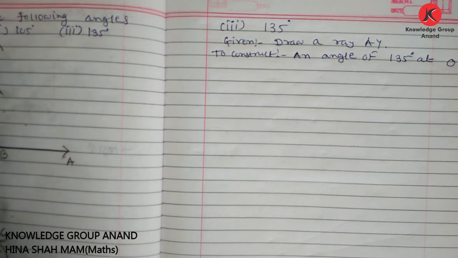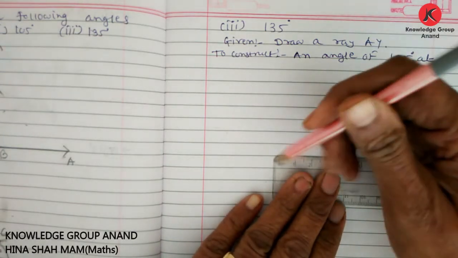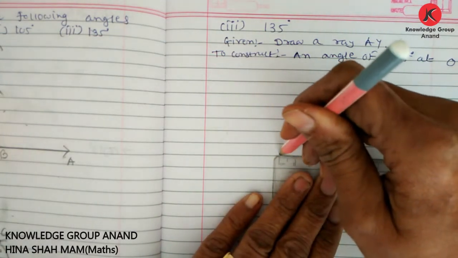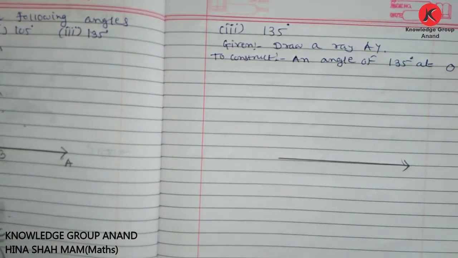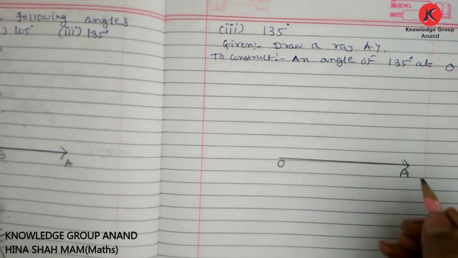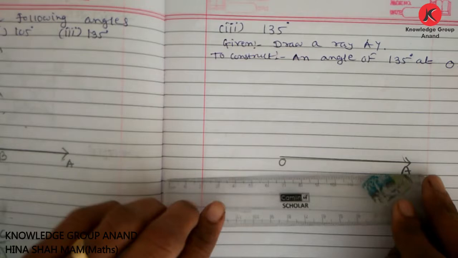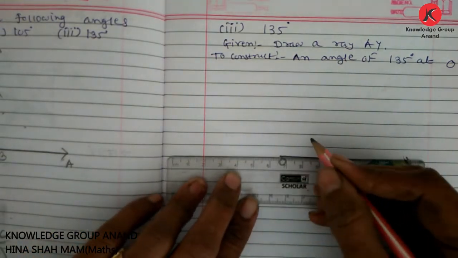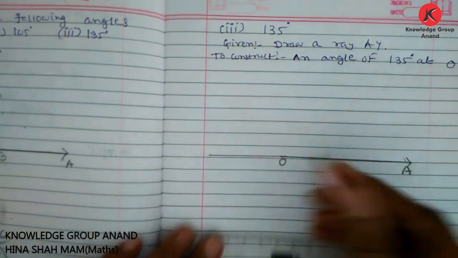First we draw here ray OA. Produce AO to A dash to form ray OA dash. We produce here ray OA dash.